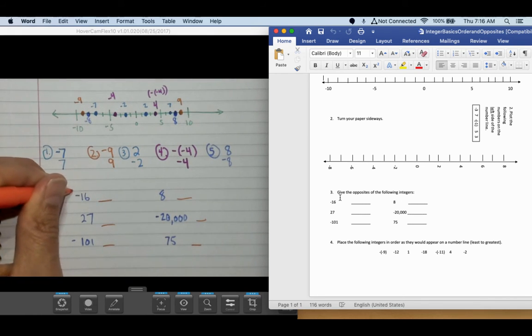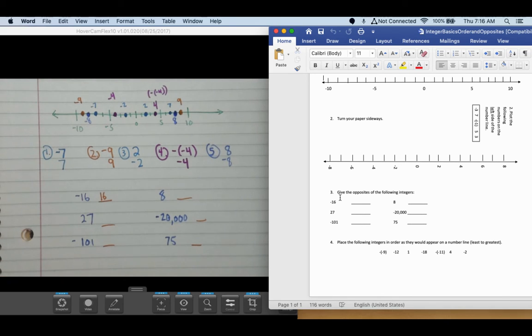And so negative 16, its opposite is going to be 16. And do that for the other 5. And that is done for today. After you've done that, take a picture of this and then put it into that text box into your document from the day.